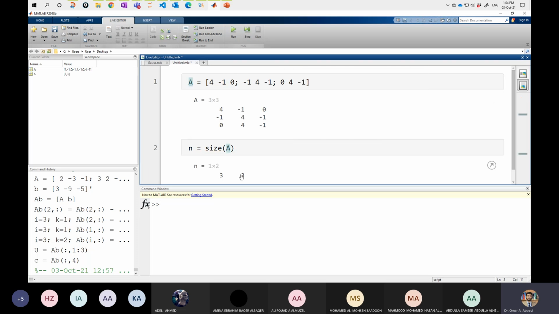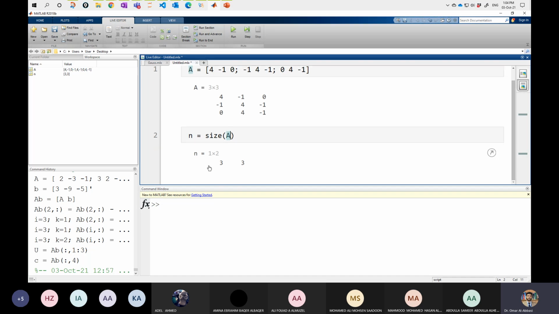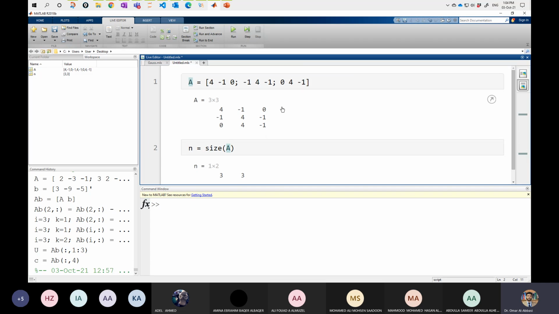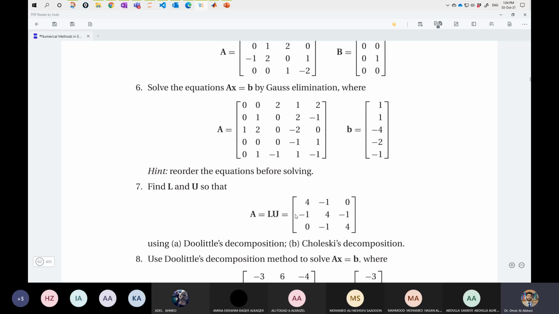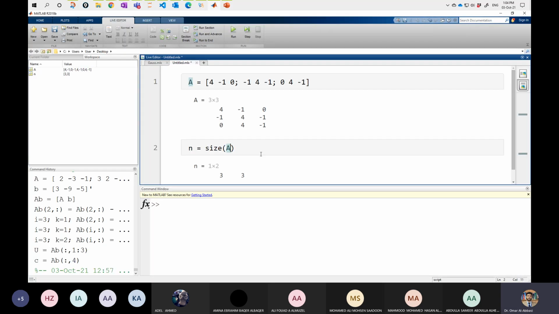It returns number of rows, number of columns. Since we know that, for example, in this case, I don't have B. That's all. I don't have the B vector. I only need to do the factorization. So in order to do the factorization without having the B vector, I can say size 1. What does that mean? N equal size of A 1.